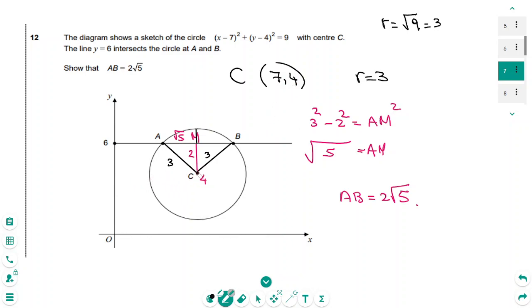So the distance between C and D is 3, which is the radius. And the distance between C and M is 2. Because I have the coordinates on the 6 here, I can use the Pythagoras theorem and find AM, and AM is root 5. So AB is 2 root 5.